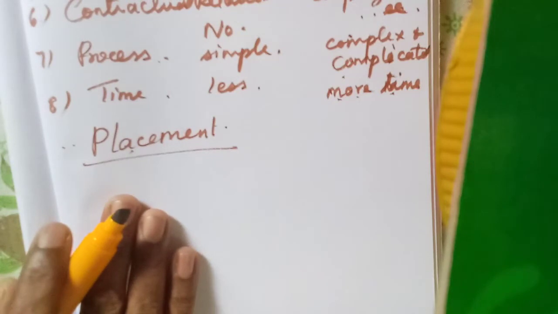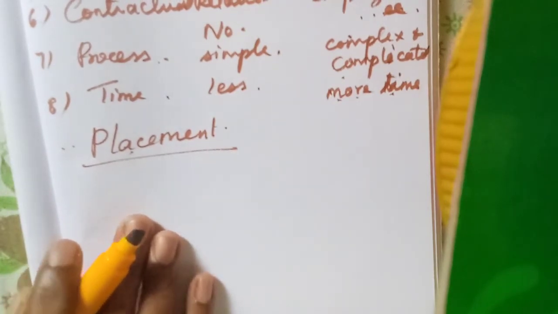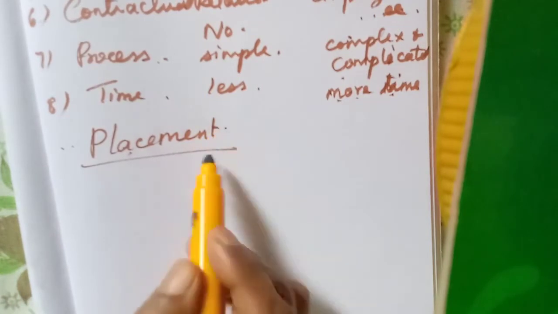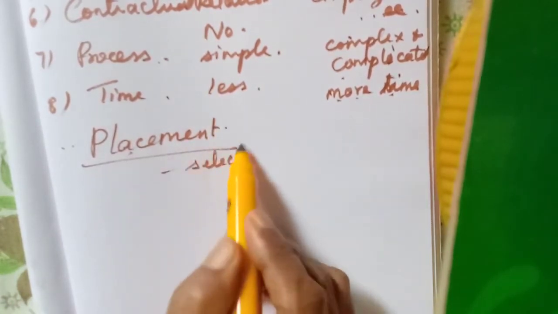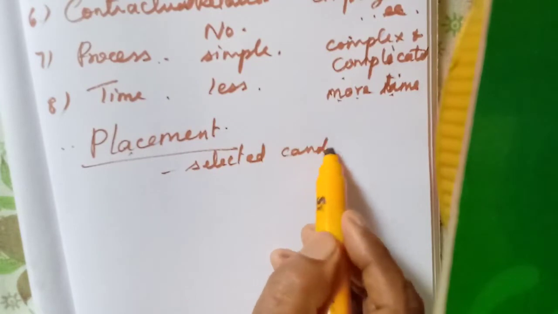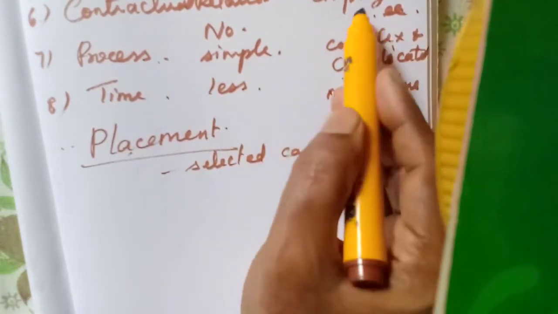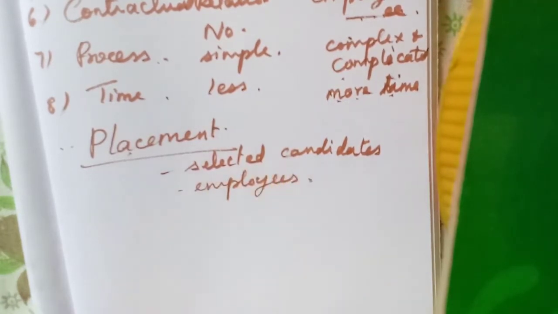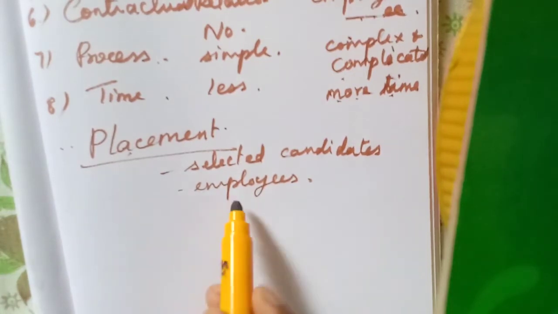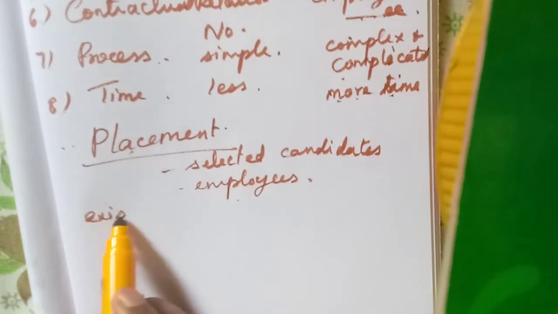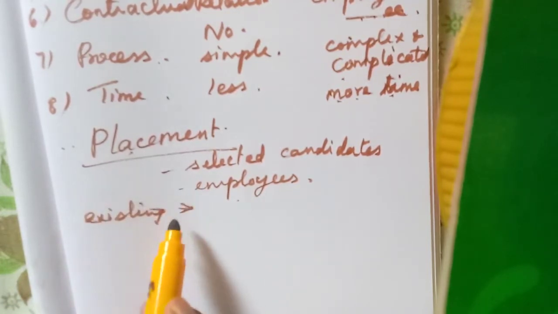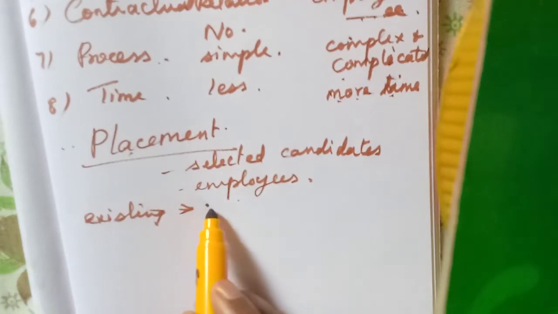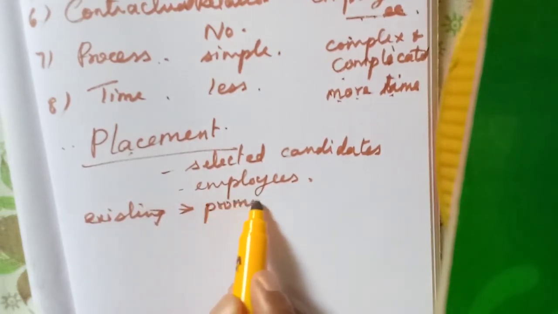What is placement? From the word itself, we can see they are placing a particular person in the right job. Or we are assigning a job for the selected candidates. Now the selected candidates are whom? They are the employees. These employees will be given a particular job, that is called placement. The existing employees also can be placed in another post. For example, they may give promotion, so they have to place them, isn't it?